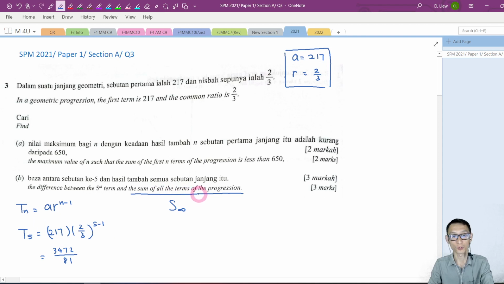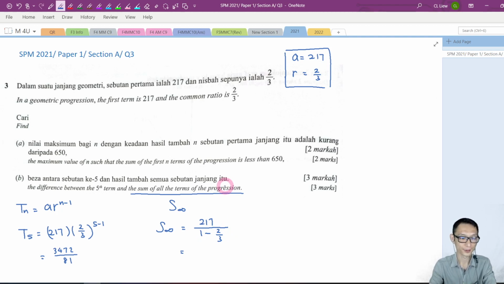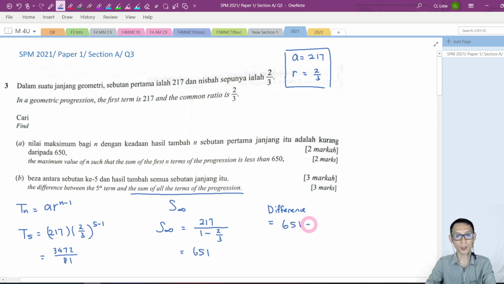We do the sum to infinity now. Do you still remember the formula? A over 1 minus R. A is 217, and R is 2 over 3. Press the calculator: 217 divided by 1 minus 2 over 3, which is 1 over 3. You will get 651. So the difference between this and this is, just take 651 minus this one.